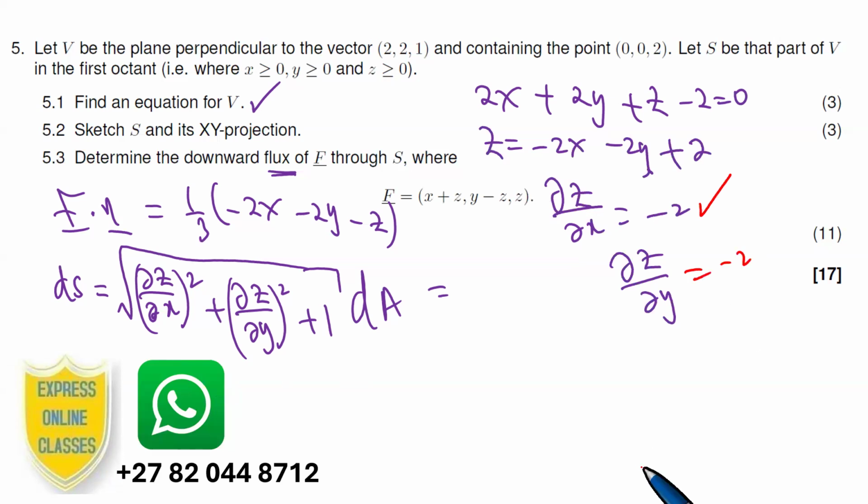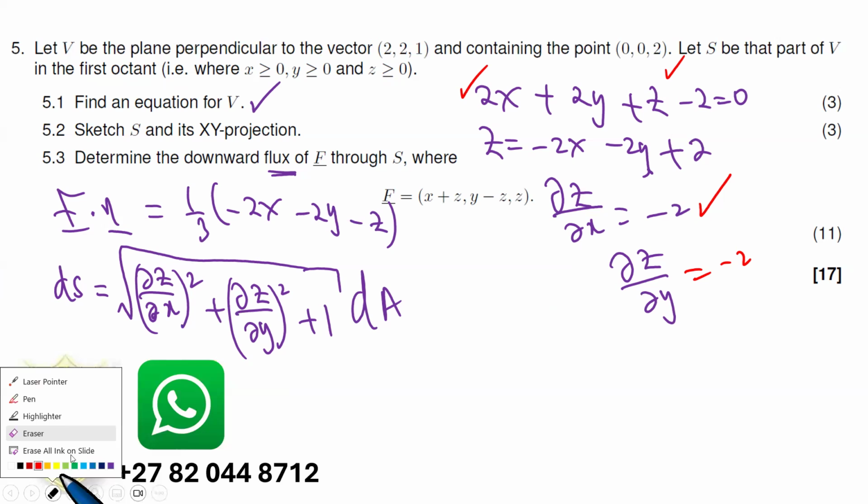Sorry, yes, please. I asked, why did we change the signs for x and y to negative? Here in this equation, we want to make z the subject, because the equation we use for the flux uses dz/dx, so we must make z the subject so that we can find the partial derivative of z with respect to x, and the partial derivative of z with respect to y as well. So we are just transposing the terms, making z the subject so that we can find the derivatives.